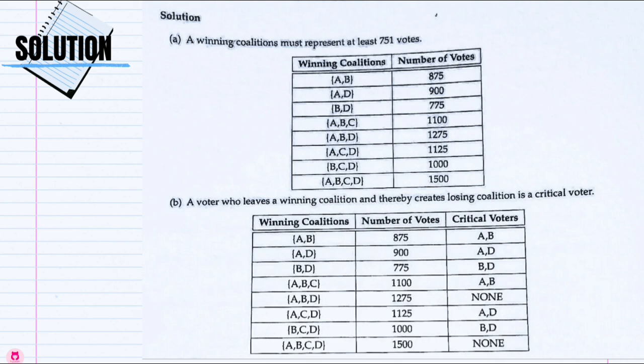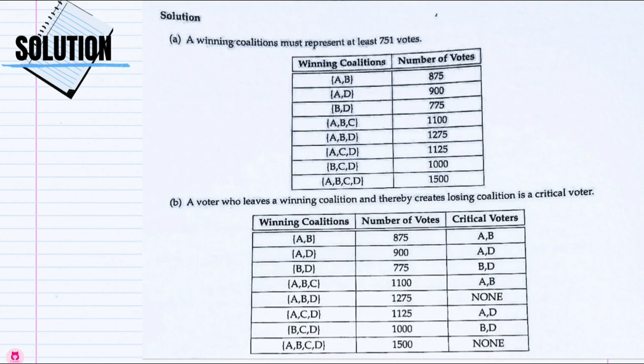Again, to pick a winning collation, the total must be at least 751 votes or greater. So I found 8 winning collations where the total is greater than or equal to 751. We have AB, AD, BD, ABC, ABD, ACD, BCD, and ABCD.